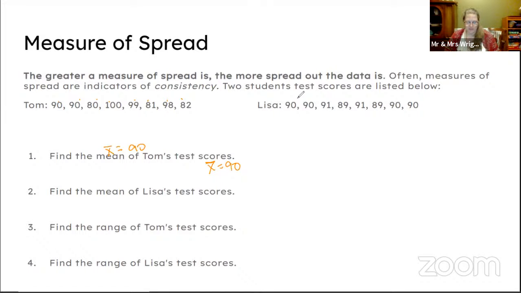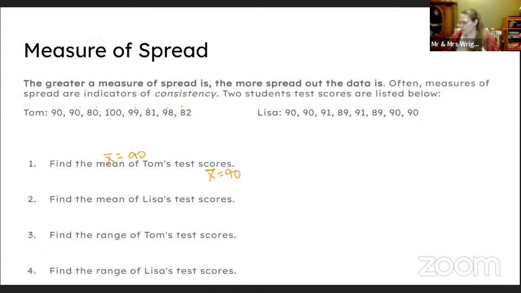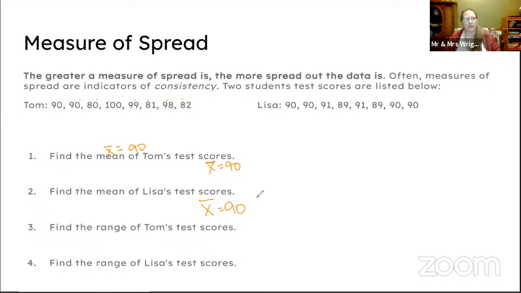All right, so we're going to find the mean of Lisa's. 90 plus 90 plus 91 plus 89 plus 91 plus, let's see, 89 plus 90 plus 90 is 720 divided by 1, 2, 3, 4, 5, 6, 7, 8, divided by 8 as well is 90. So I got the mean of 90 as well for Lisa.